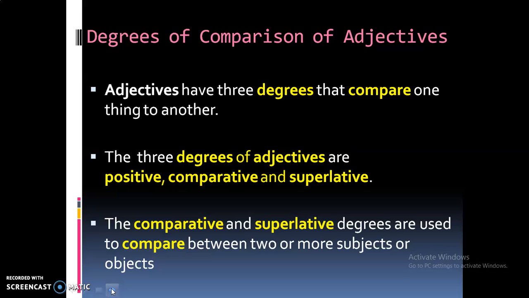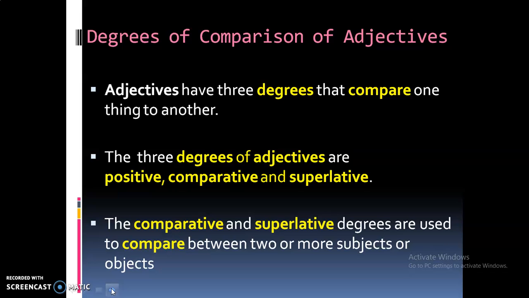For example, she is an honest person. Or Naina is a tall girl. So the word honest in the first sentence and tall in the second sentence are adjectives. Adjectives of quality. And now in this class we are going to study degrees of comparison of adjectives.